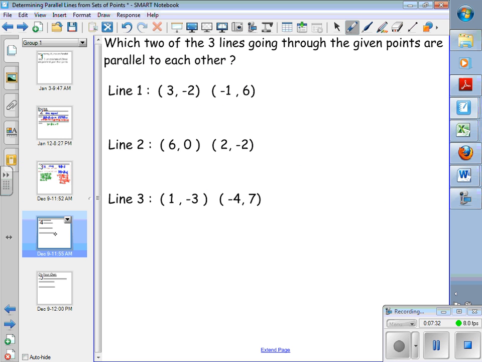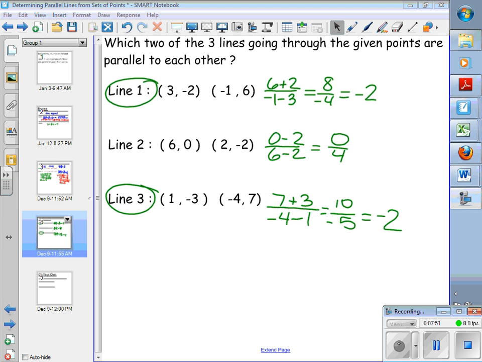Moving on. Which of the three lines going through the given points are parallel to each other? So, go ahead, pause it, work this through, and when you come back, my work will be done. As promised, you didn't have to watch me work through all my work. So as you can see, line 1 and line 3 have the same slope. Therefore, they are parallel to one another. Line 2 does not work out with the other two.